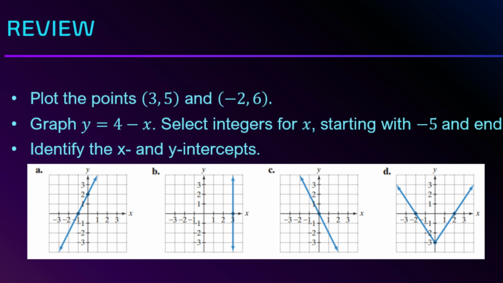For part D, we have 3 intercepts, 2 x-intercepts and 1 y-intercept. The 2 x-intercepts are at point -2, 0 and 2, 0. And then our y-intercept is at point 0, -3.